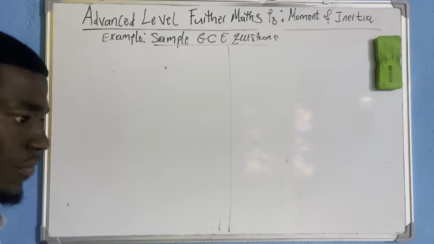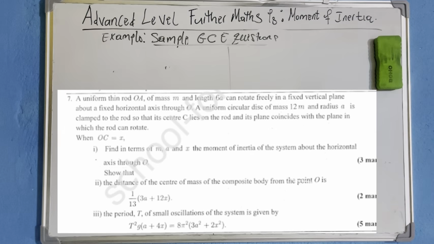The question for this year: we have a uniform rod OA of mass m and length 6a that can rotate freely in a fixed vertical plane about a fixed horizontal axis through O. A uniform circular disc of mass 12m and radius a is clamped to the rod so that its center C lies on the rod and its plane coincides with the plane in which the rod can rotate, when OC equals x. Part 1: Find, in terms of m, a, and x, the moment of inertia of the system about the horizontal axis through O.